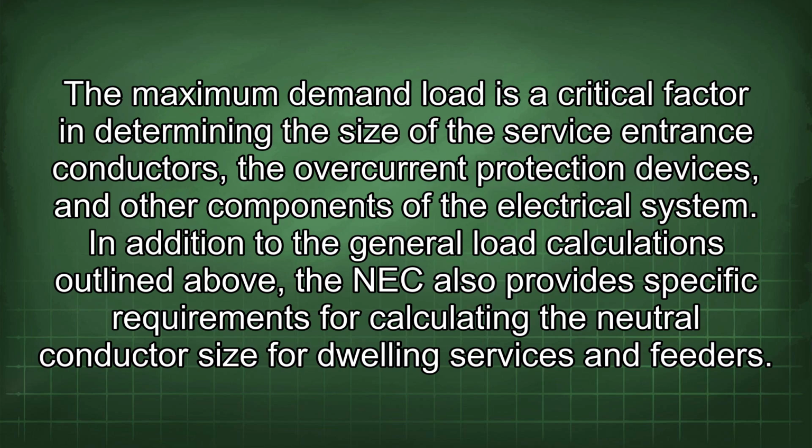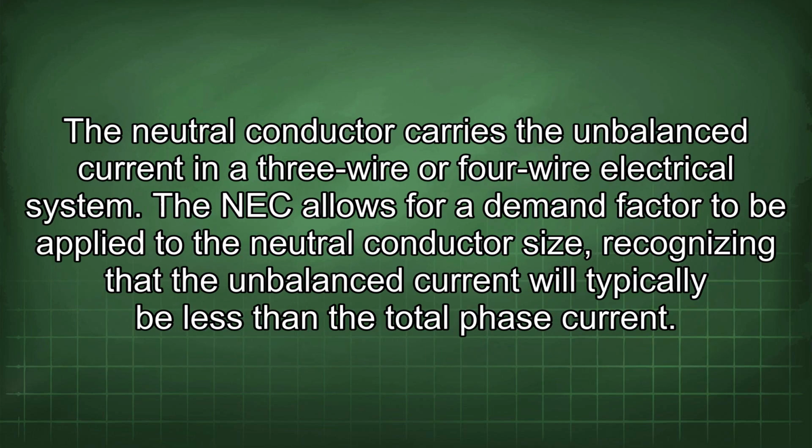In addition to the general load calculations outlined above, the NEC also provides specific requirements for calculating the neutral conductor size for dwelling services and feeders. The neutral conductor carries the unbalanced current in a 3-wire or 4-wire electrical system. The NEC allows for a demand factor to be applied to the neutral conductor size, recognizing that the unbalanced current will typically be less than the total phase current.